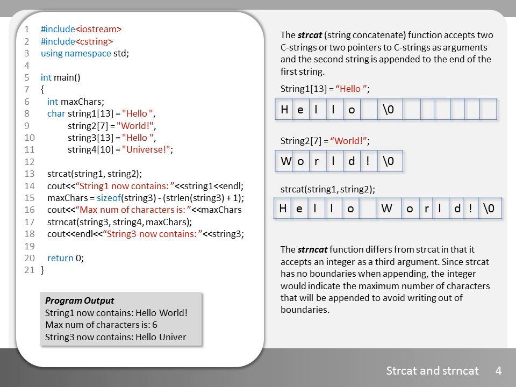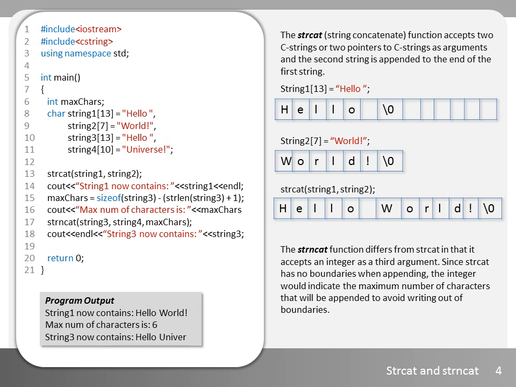The string concatenate function accepts two CStrings or two pointers to CStrings as arguments, and the second string is appended to the end of the first string. The string n concatenate function differs from string concatenate in that it accepts an integer as a third argument. Since string concatenate has no boundaries when appending, the integer would indicate the maximum number of characters that will be appended to avoid writing out of boundaries. Here we have a program that uses them both.